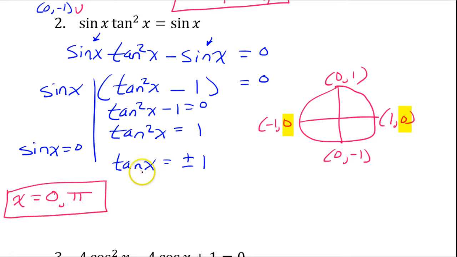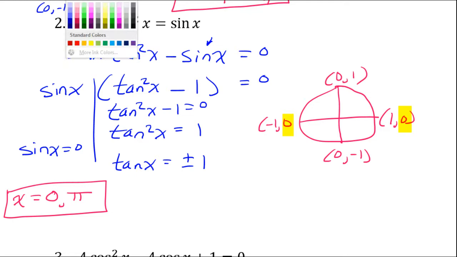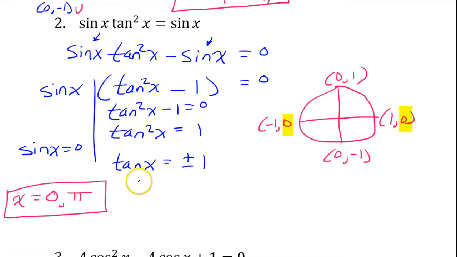Now let's talk about tangent. Where is tangent equal to positive or negative 1? Now hopefully you remember that tangent of pi over 4 is equal to 1. So that tells us that the reference angle is pi over 4. Now let's draw that, and I'll recycle this diagram. Okay, these are the four angles that have a reference angle of pi over 4.